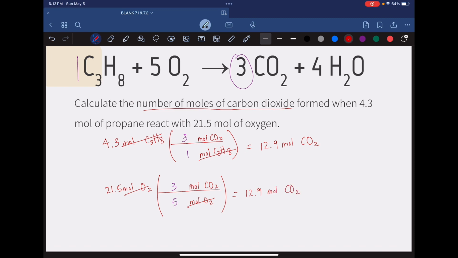It's not shocking that the answer is going to be the same because these are our molar ratios from our balanced equation. They did change. However, I know that it's going to take exactly 21.5 moles of O2 to react with 4.3 moles of propane, and I calculated that from the previous problem. So as long as you have a balanced equation, you can set up the molar ratios to figure out how many reactants or products will be produced or needed for any chemical equation using stoichiometry.